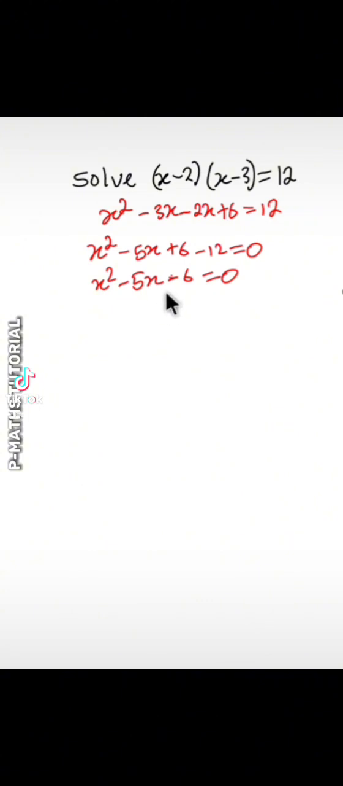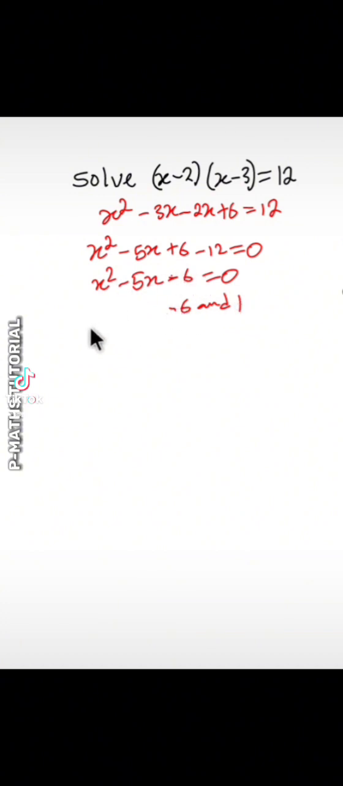You ask yourself, what are the two factors of negative 6 that I can multiply to have negative 6, and add both of them to have negative 5? That should be negative 6 and 1. Minus 6 times 1 would give me negative 6. Minus 6 plus 1 will give me negative 5. So we substitute 1 and minus 6 in this equation.